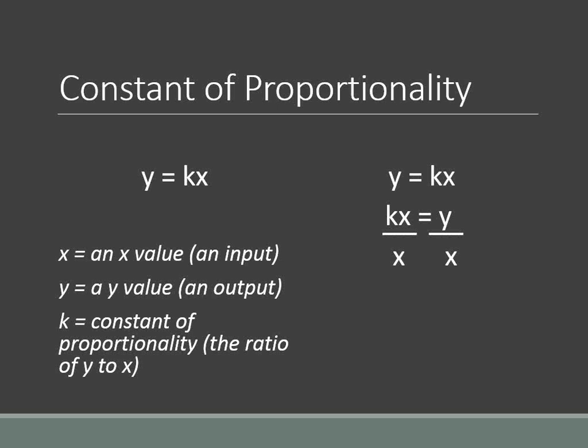Then, also using the rules of algebra, it's fine to divide each side of an equation by the same thing. So let's divide each side by x, and you'll see that the x's will cancel. What we're left with is k is equal to y over x, or the constant of proportionality is the ratio of y to x. So that's how all of these pieces fit together.